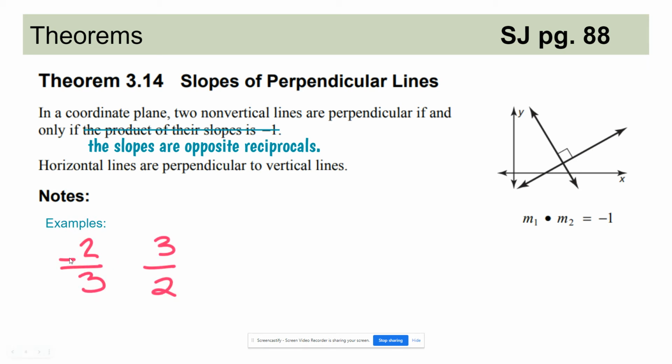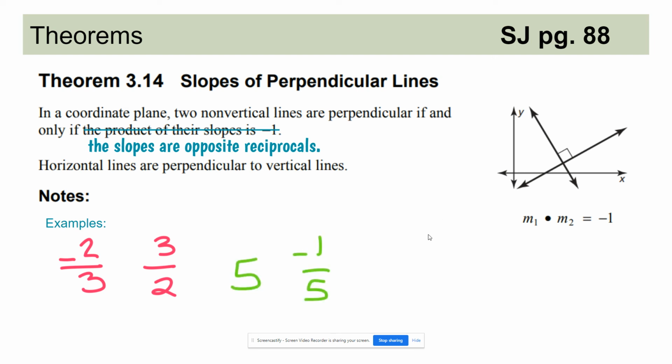Opposite means the signs are opposite, so one is negative and one is positive. And reciprocals means you flip your fraction. So the reciprocal of 2/3 is 3/2. So here could be an example of the slopes of two perpendicular lines because they are opposite reciprocals.